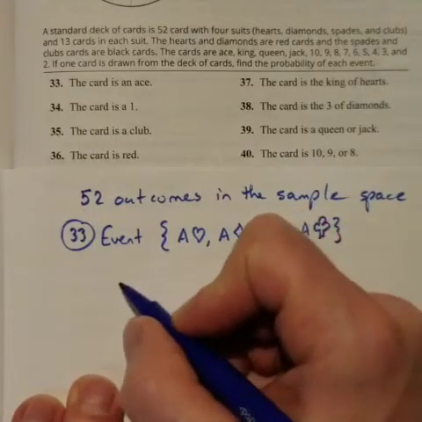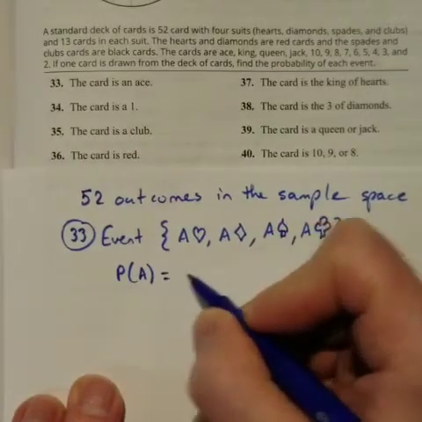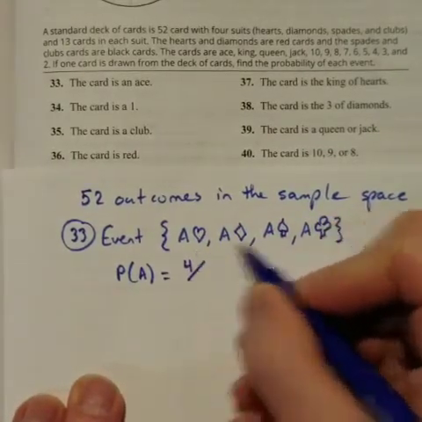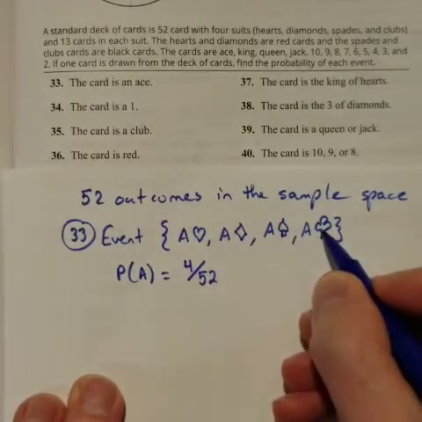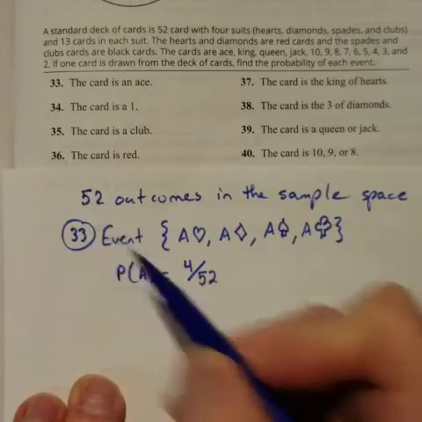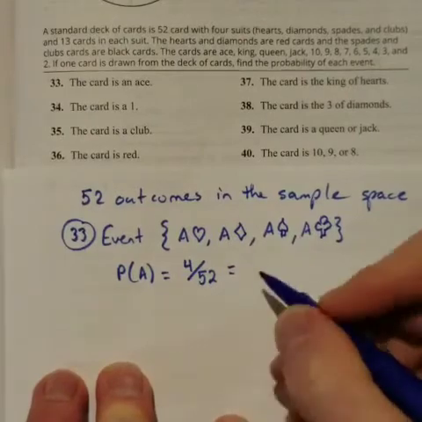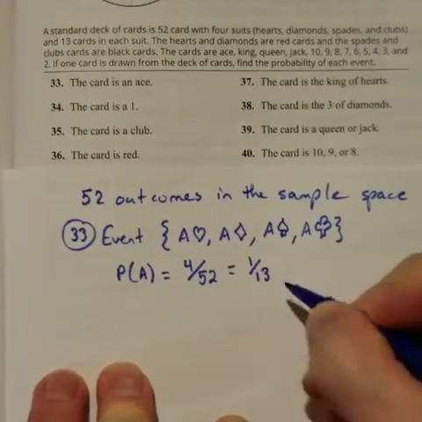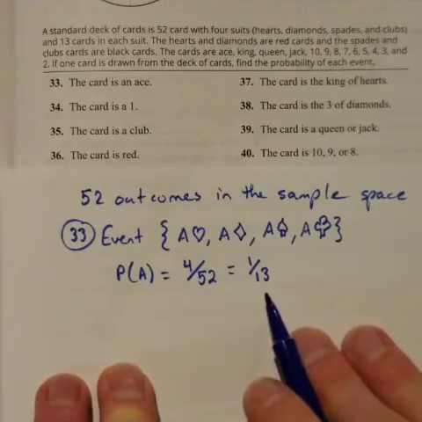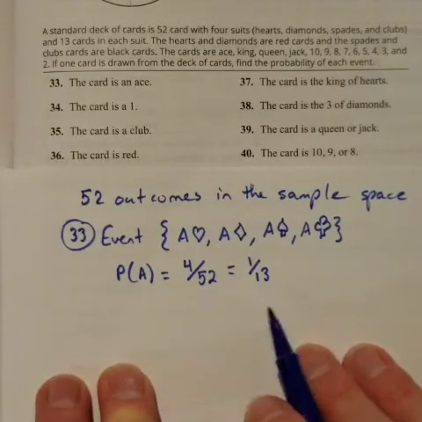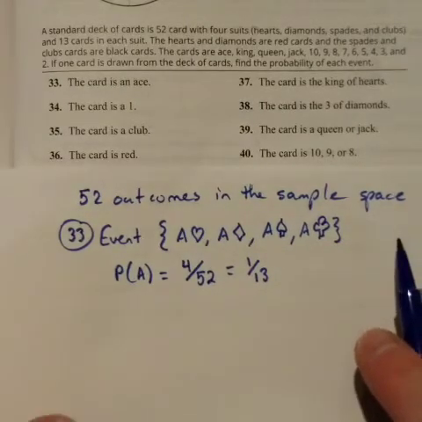So the probability of an ace is equal to the 4 aces divided by the 52 cards. It's the number of outcomes in the event divided by the number of total outcomes in the sample space. And of course 4 over 52 does reduce down to 1/13 if you divide both of those numbers by 4. So 1/13 is the probability. We always want to reduce our fractions down if possible. So you have a 1 in 13 chance of getting an ace.